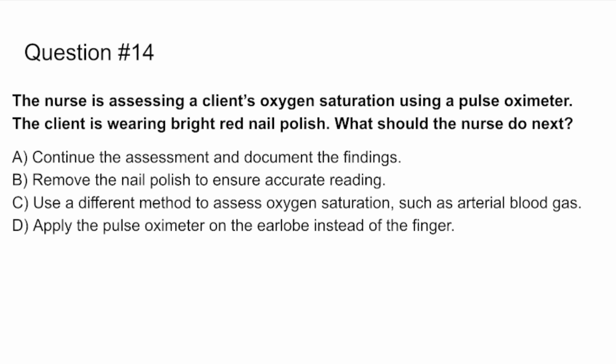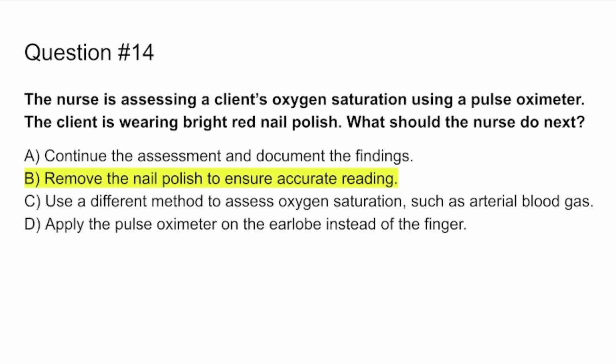B. Remove the nail polish to ensure accurate reading. This is going to be the answer. And this question just shows you that you know what to look for when you're taking vital signs. If you see your patient has nail polish on, that's going to affect their O2 stats. That's going to give you a wrong reading. That's going to throw up red flags. So make sure you remove that nail polish. A. Continue the assessment and document findings. Well, if you continue the assessment, you're going to have a wrong O2 stat reported. So that's going to be inaccurate.